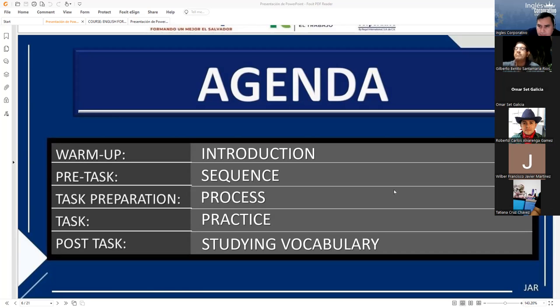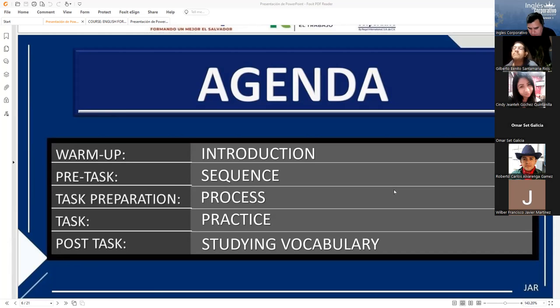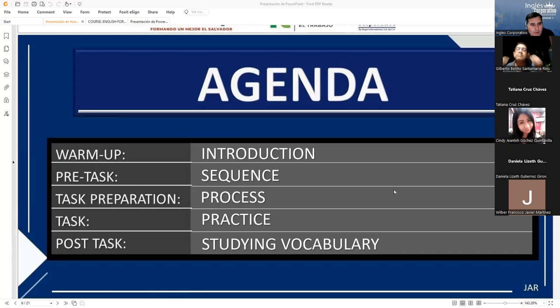Now we have Alejandro Enrique Gonzalez. No. Okay. Carlos Ernesto Sarceño. Cindy Janet Goches. Present, teacher. Good evening. Daniela Lizeth Gutierrez. Present, teacher. Excellent. Daisy Tatiana Cruz. Present, teacher. Excellent. Nice. Welcome on board. Evelyn Yamilet Molina. Today Evelyn is not here. Okay. Gilberto Benito Santa Maria. Present, teacher. Welcome on board, Don Gilberto.